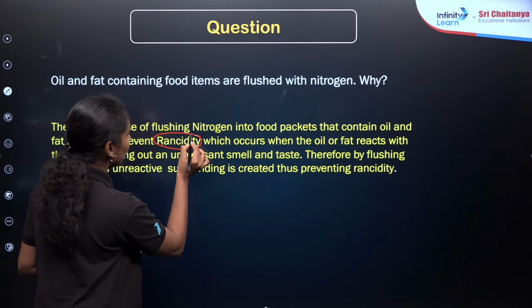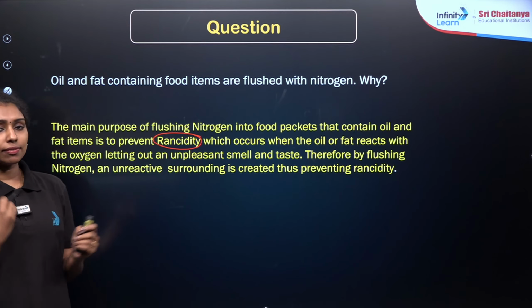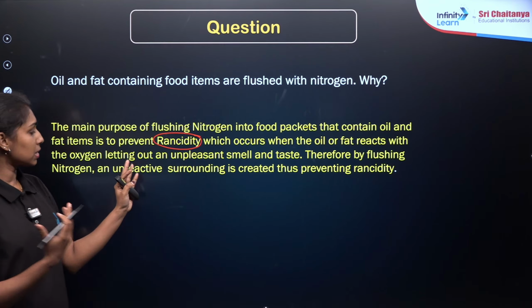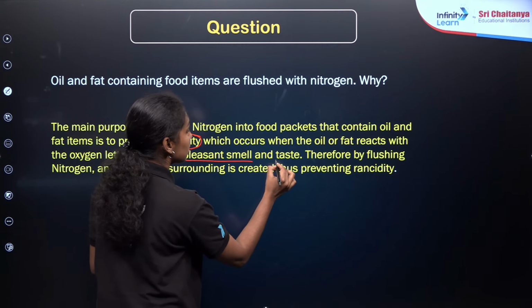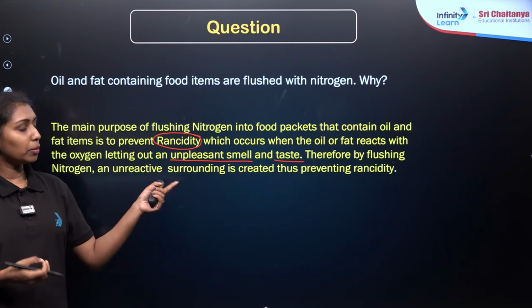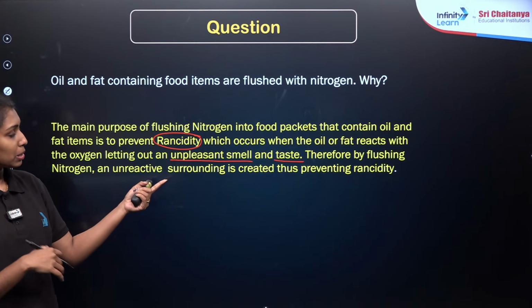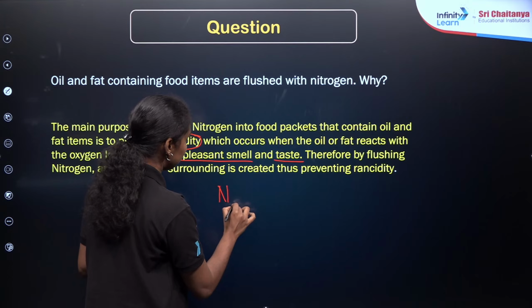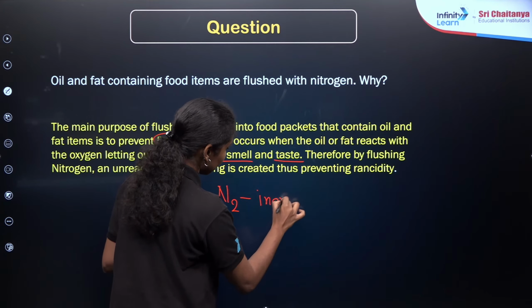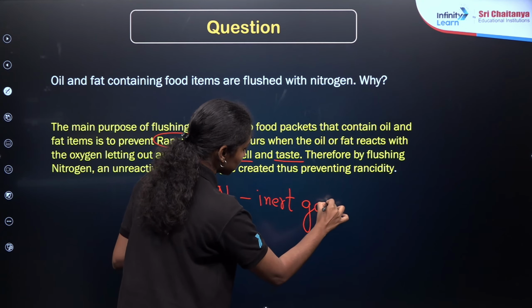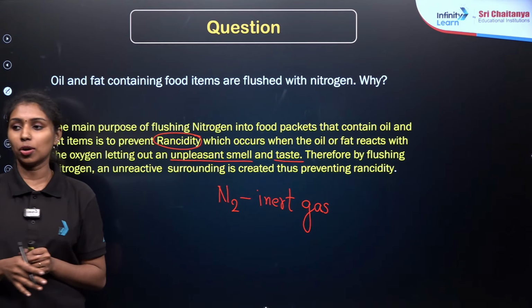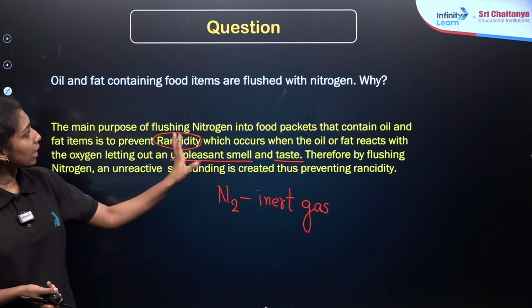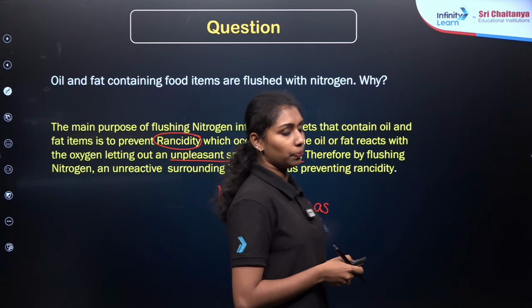So what do you mean by rancidity? In the case of food packets, if they are containing oil or fat, that will come in contact with the oxygen and a substance will be formed which has an unpleasant smell as well as taste. Smell will change and taste will change. That is known as rancidity. So if you add nitrogen, it will act as an inert gas, right? It will not react with any other substance, and it will prevent the food substance from reacting with the oxygen. Clear? So the main point is about rancidity. In order to prevent the rancidity, we add nitrogen in the case of food items containing oil and fats.